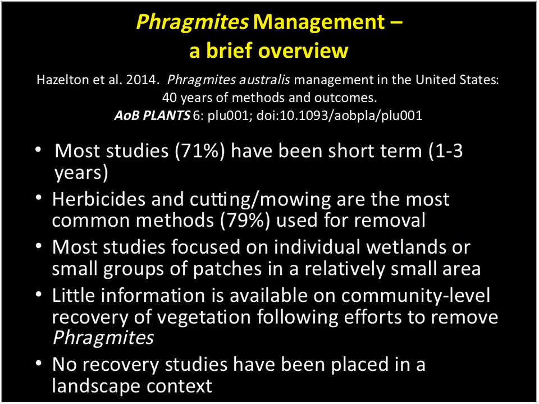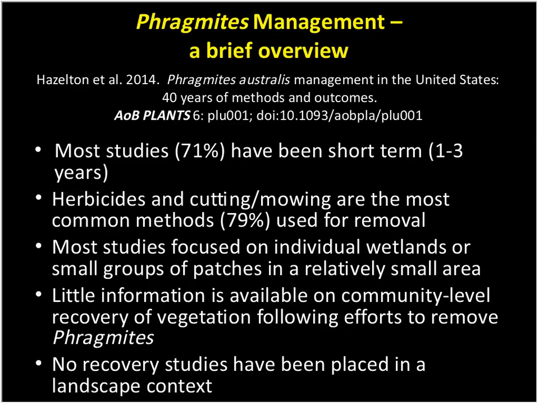And here's a brief overview of some of the management things we talked about. There's a paper that recently came out in 2014 by Eric Hazelton and colleagues looking at Phragmites management in the United States. They looked at 40 years of studies that have been done. This actually turned out to be only 34 studies that were published. But this paper is publicly available. I have the website there for you if you're interested in downloading it.